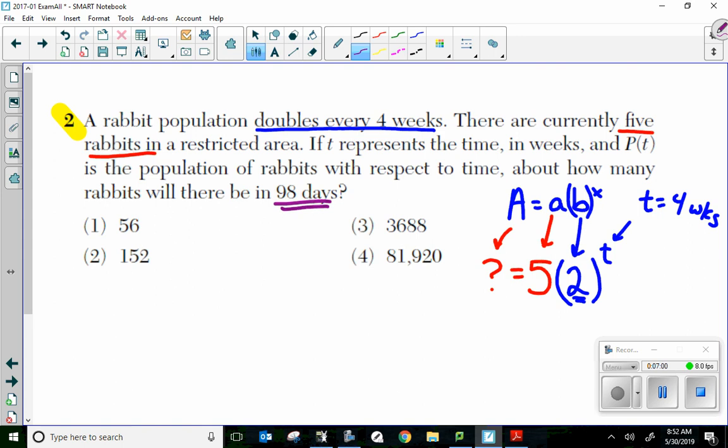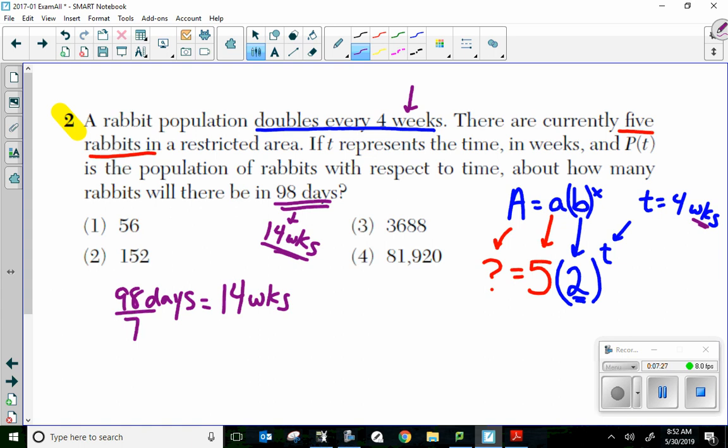How come? I have weeks here, so let's convert 98 days to weeks. If I have 98 days, to make that weeks, there are 7 days in a week, right? So how many 7-day increments go in there? That's actually 14. So 98 days equals 14 weeks. So let's say we're just going to figure out how many rabbits there'll be in 14 weeks, because my t is already in weeks.